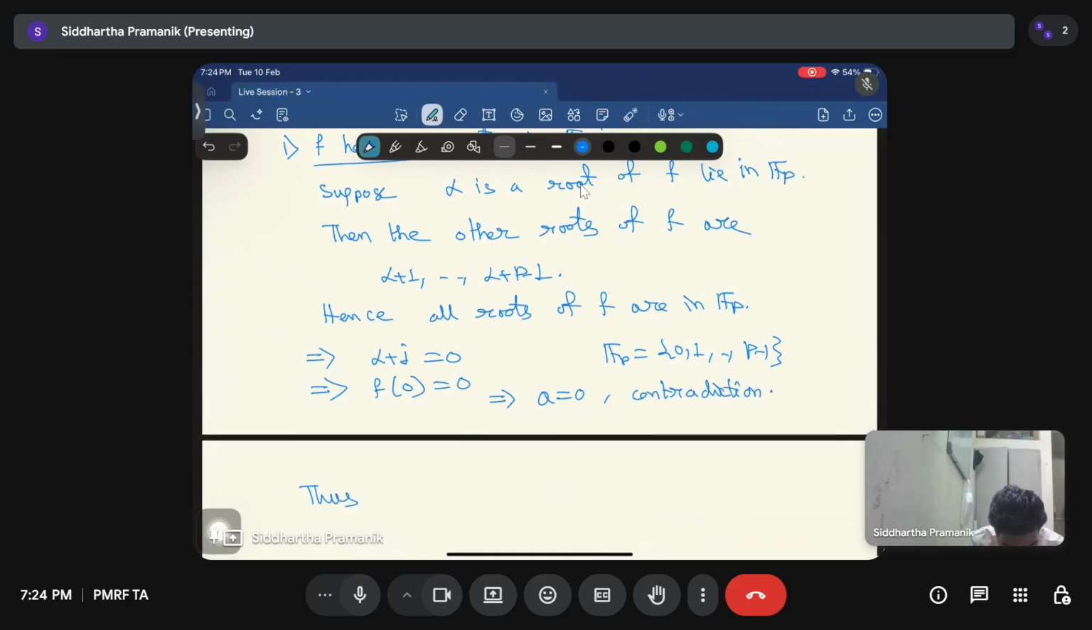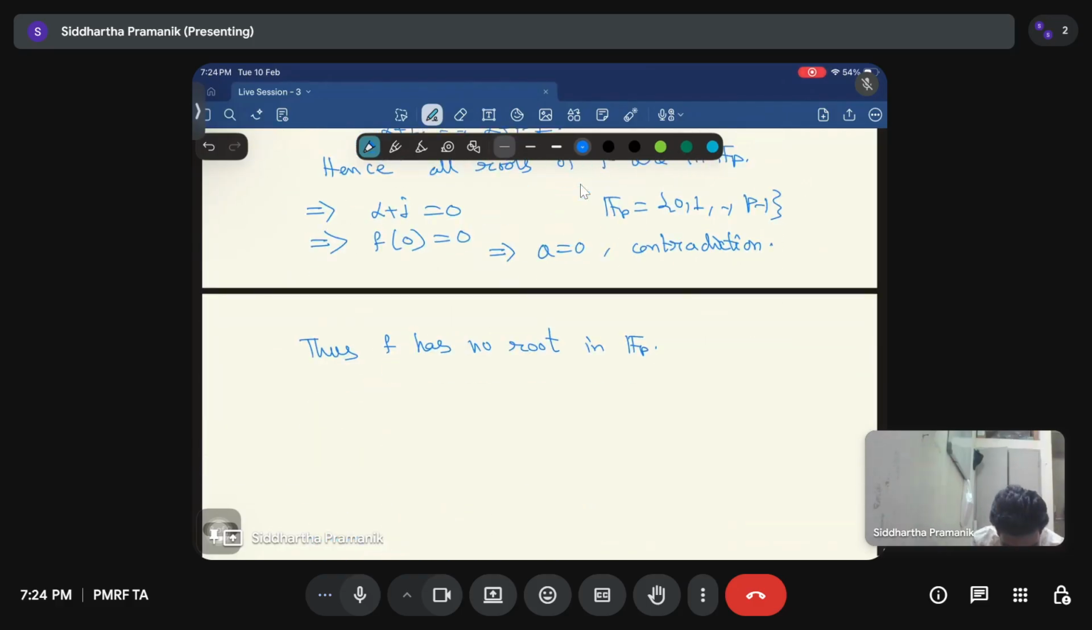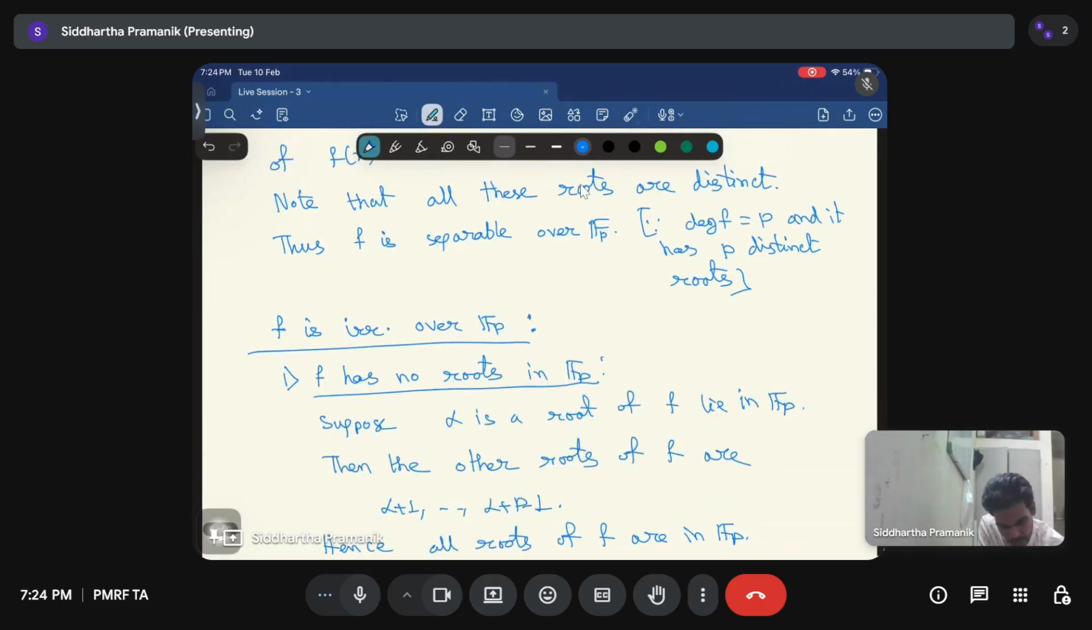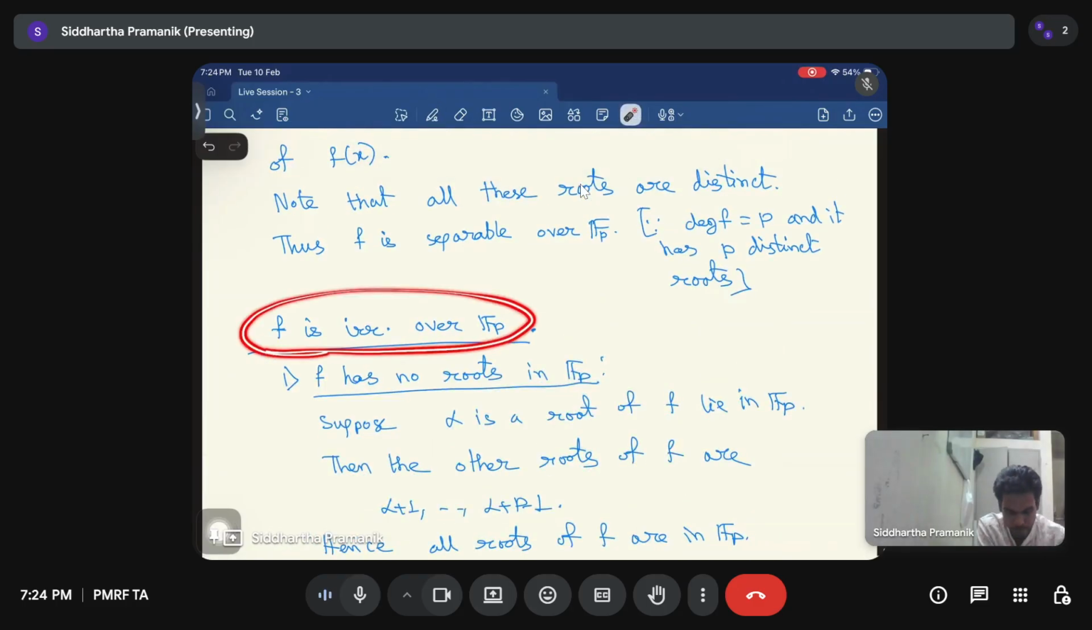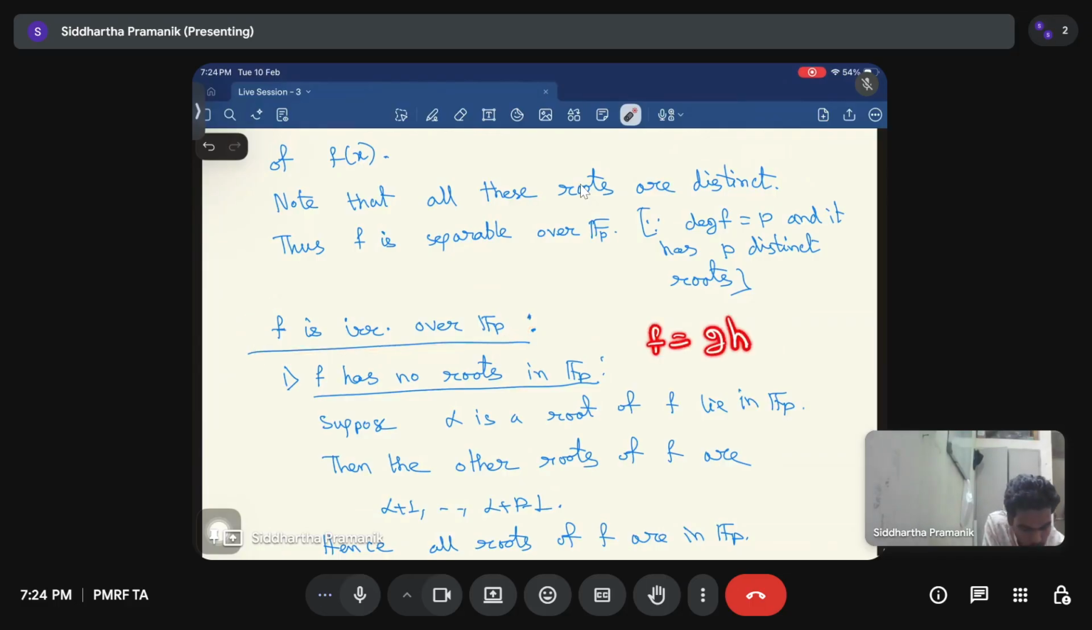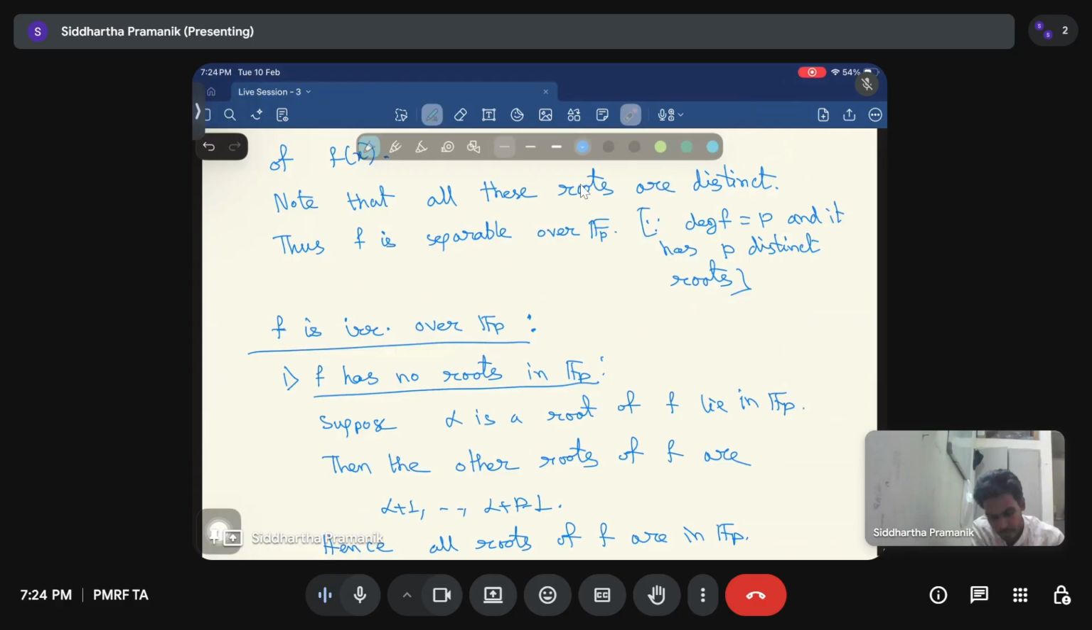Thus, f has no root in Fp. So this is the first thing. So what is our goal? Our goal is to prove that f is irreducible over Fp. That means we cannot write f as a product of other polynomials, a product of non-constant polynomials.